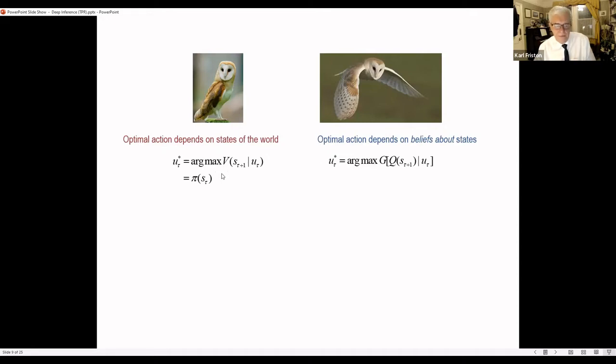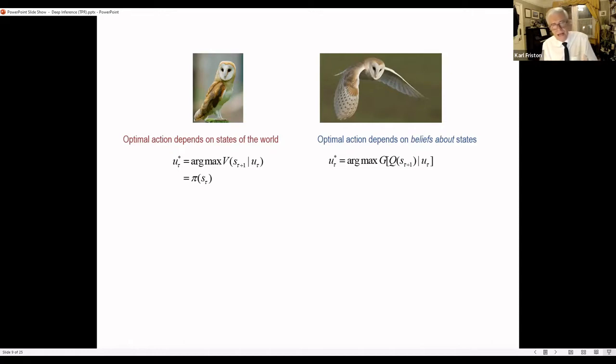So if it was the case that I had a function of every state of the world out there that was scored in terms of its value, then I could just choose my actions U to maximize the value of the subsequent state if I prosecuted this action at the present time, and that would give me a state action policy. Namely, for every state of the world, I would know exactly what to do, and I would generate the correct answer. However, when you're searching for the food, then that searching means that you're reducing your uncertainty about where you think the prey is.